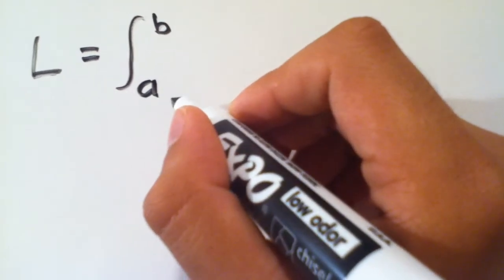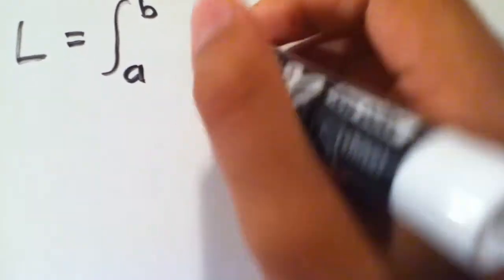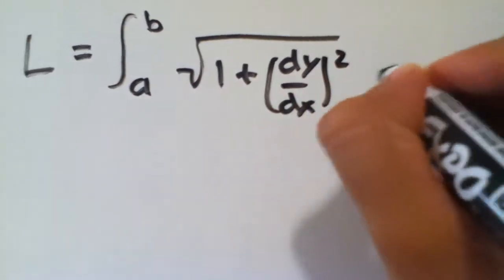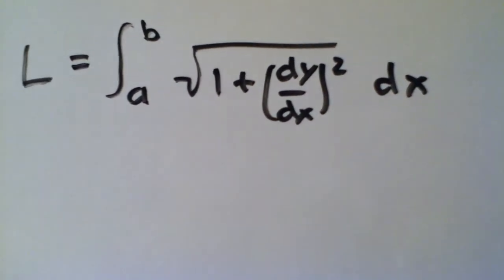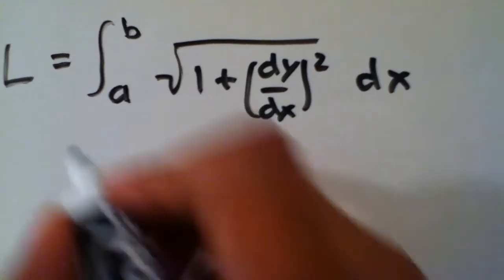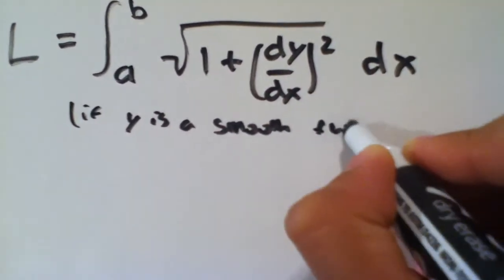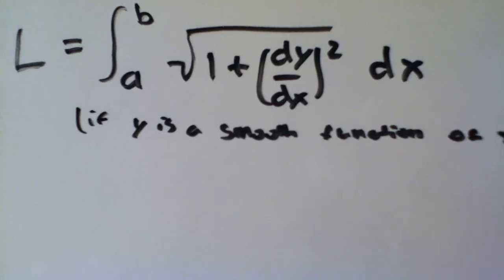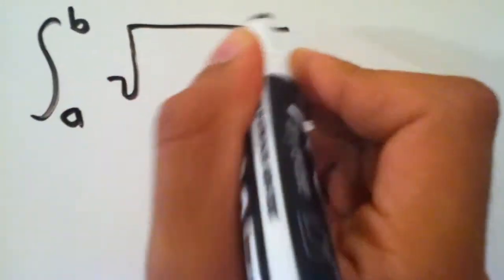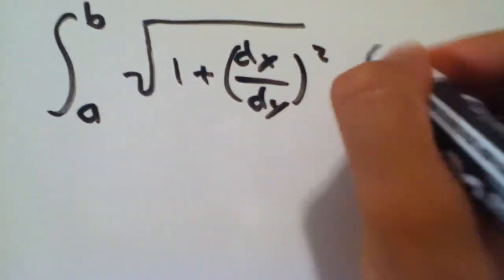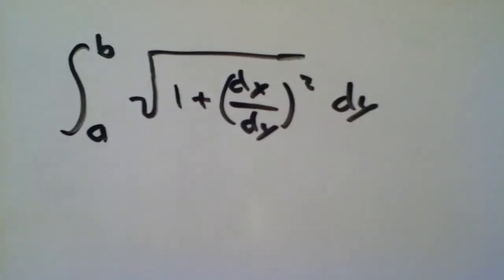So you have the integral on the interval of a to b of the square root of 1 plus dy over dx squared, dx. And this is if y is a smooth function of x. You can do the same thing if you want x as a function of y. Again, you have an interval from a to b. You have 1 plus dx over dy squared this time, because you have x as a function of y, and it's just the same thing.